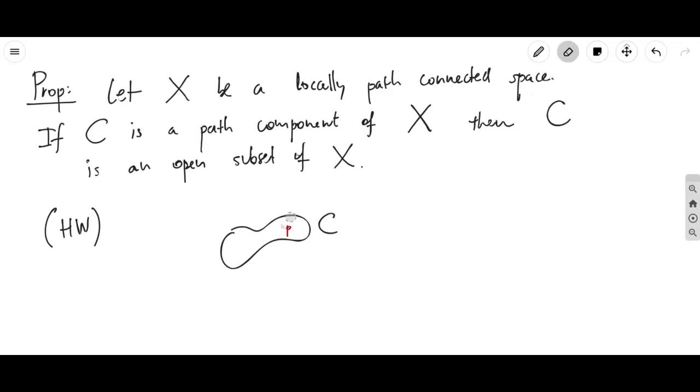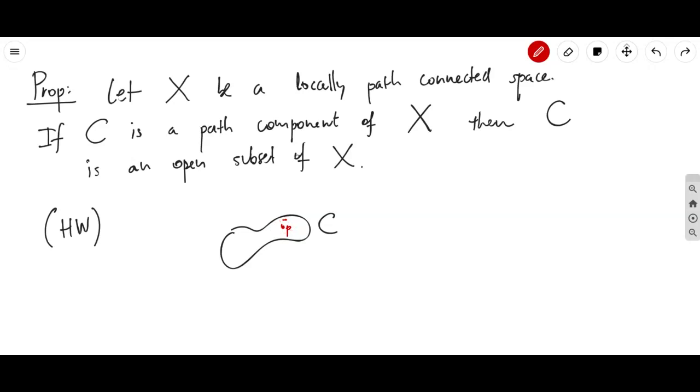You pick a point in C, and you try to argue that there's an open set that contains the point P, and it entirely sits inside C. And if you can do that arbitrarily, regardless of what point you pick in C, then that would mean that C is an open set. So that's the common way you show that something is open in a topological space.